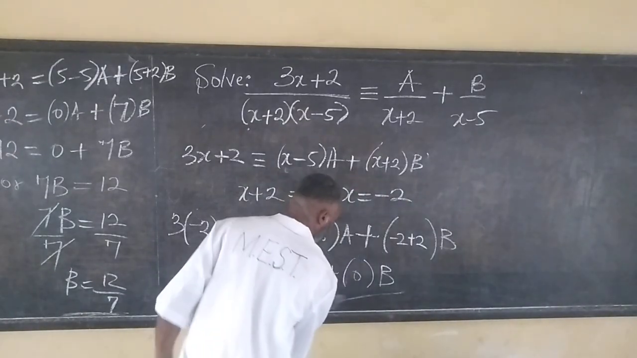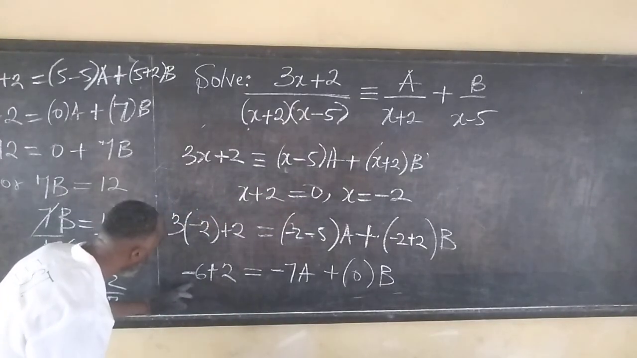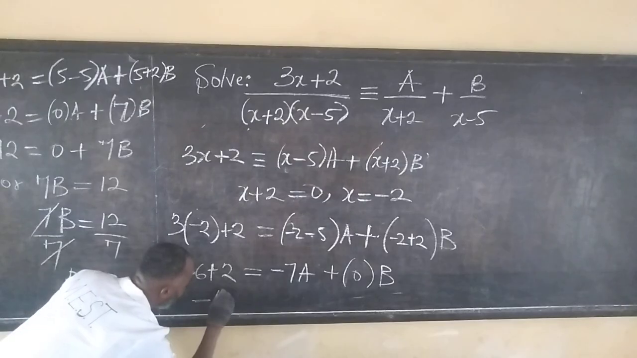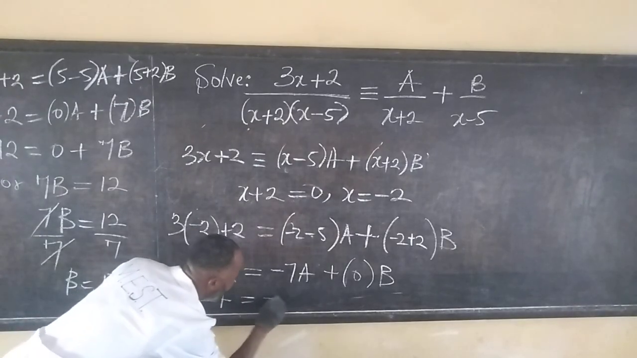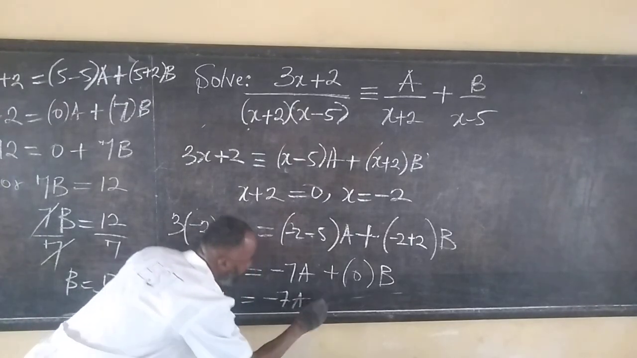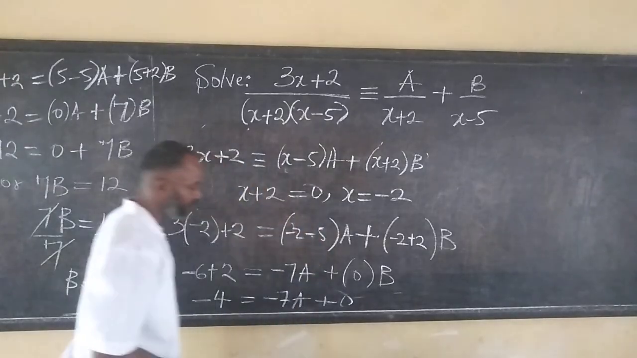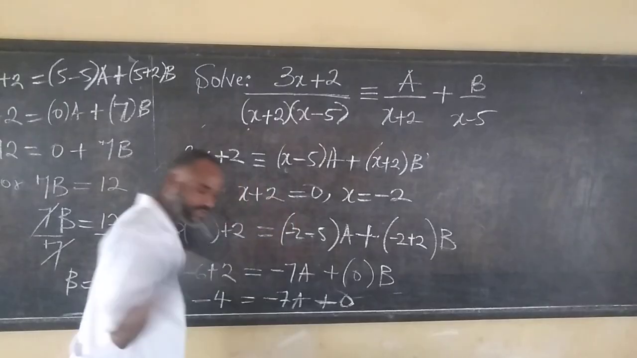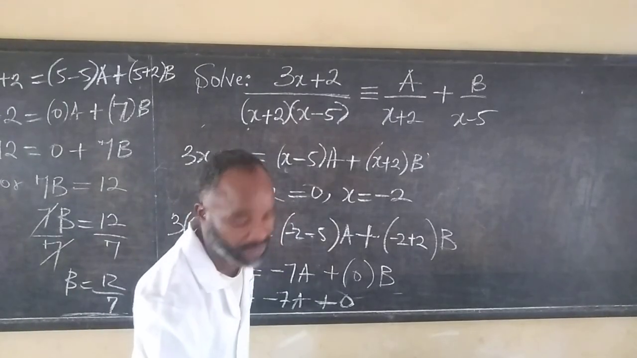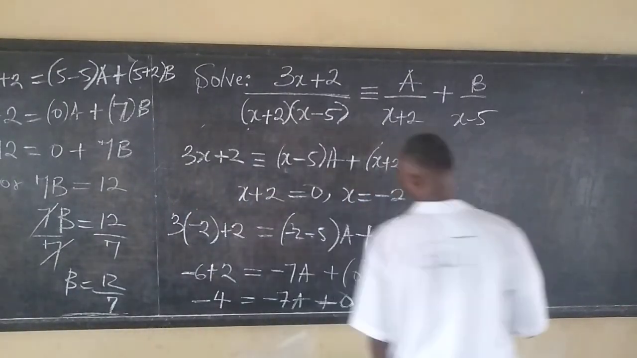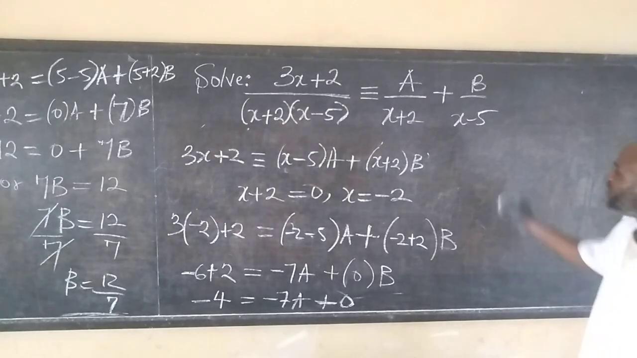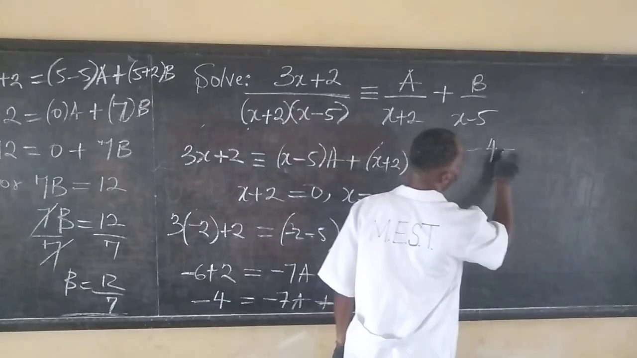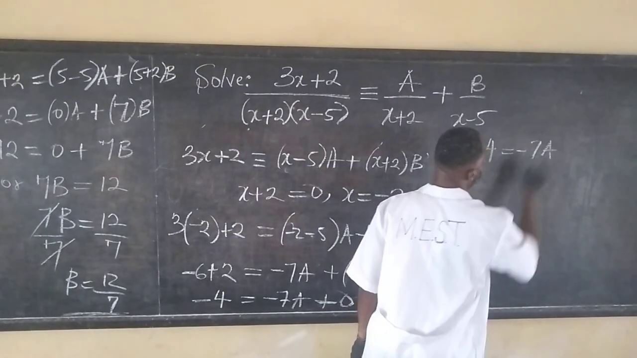So let's go once again. Minus 6 plus 2 is going to give us minus 4, all equal to minus 7a. This becomes completely 0, so we're not doing anything with this. This is just 0 plus 0. It's nothing. We don't need it anymore. So let's finish up here. We then have minus 4 is equal to minus 7a.